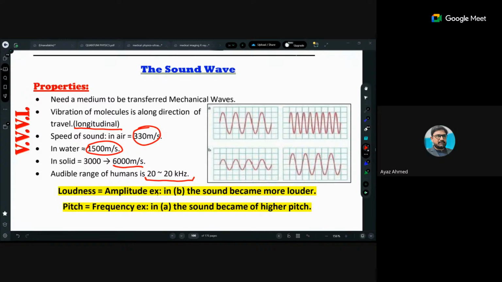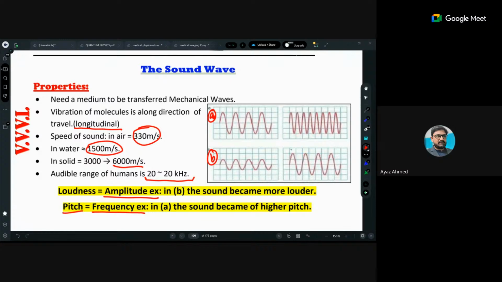And loudness of the sound is amplitude of the sound. For example, when I speak louder, I'm not decreasing my frequency or pitch. I'm increasing my volume, right? So this trace A is louder than trace B. So loudness is, what is the amplitude of the sound? That is loudness. Our amplitude defines the loudness. And what about the pitch? Pitch is the frequency. So higher pitch, high frequency.